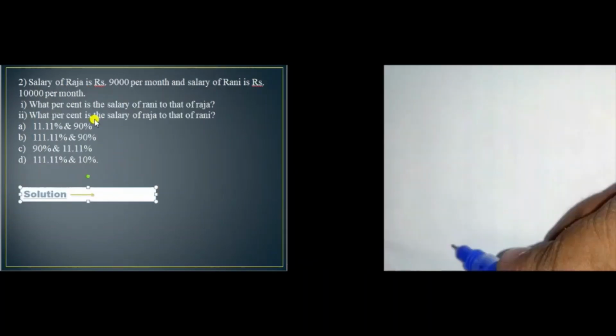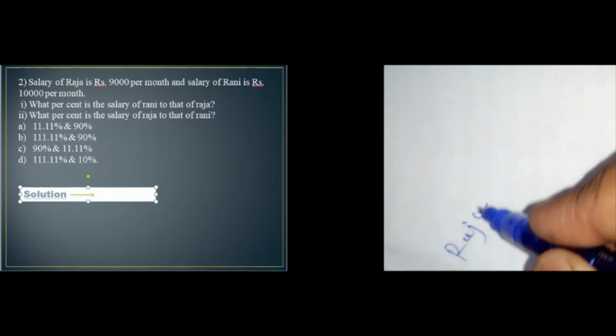The next question, number two: the salary of Raja is rupees 9,000 per month and the salary of Rani is rupees 10,000 per month. There are two questions based on this. The first one is, what percentage is the salary of Rani to that of Raja, and the second question is, what percentage is the salary of Raja to that of Rani. So let's see the answer for this.